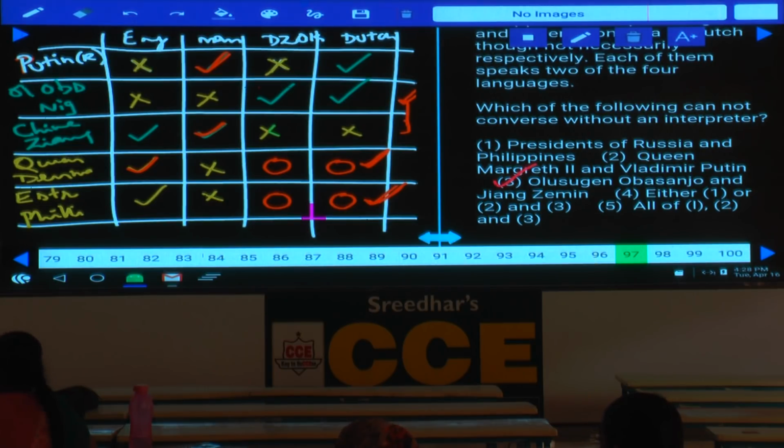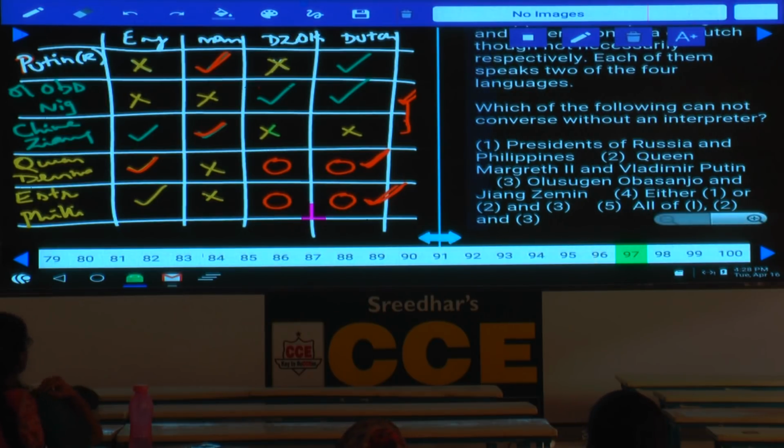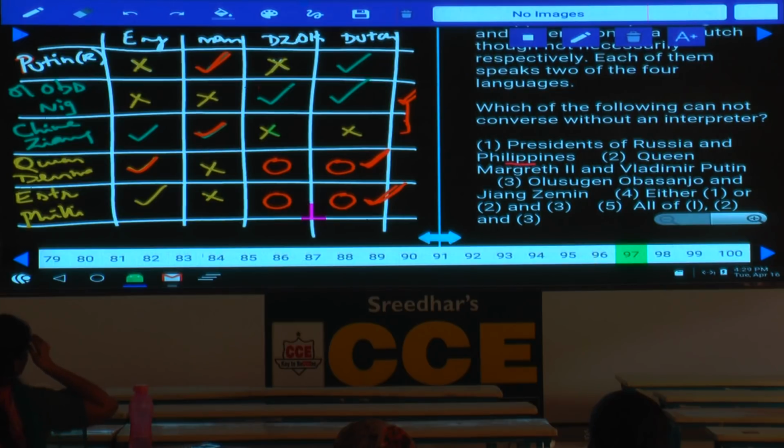And next one, and choice 4, either 1 or 2. Either 1 or 2 and 3, and this is again true. Why is it again true? Either 1 or 2 means between these two, either the Philippines person speaks this language Dutch or the Margaret, queen speaks this one. And if the queen speaks this one, it will be false. If 1 is false, 2 will be true. Hence what is your answer here? Choice 4, either 1 or 2 and 3. Choice 4 is the answer, 97.